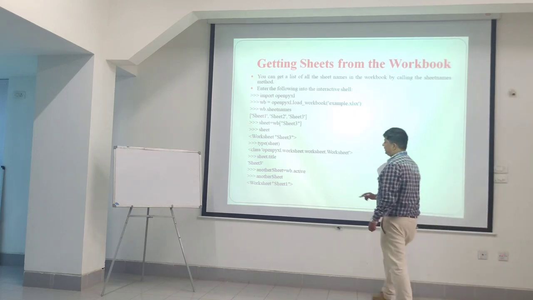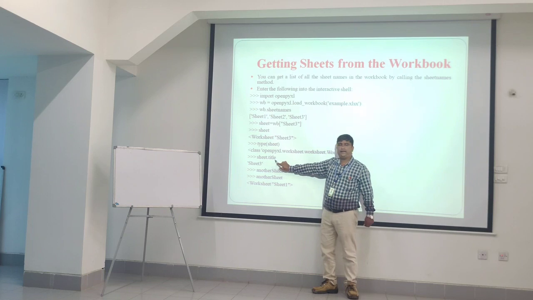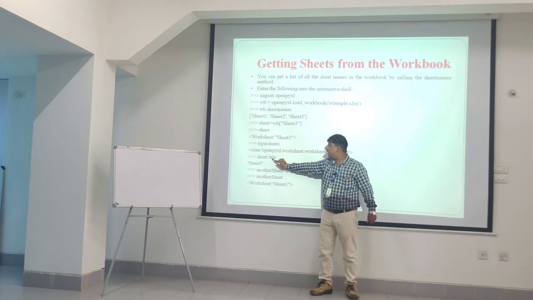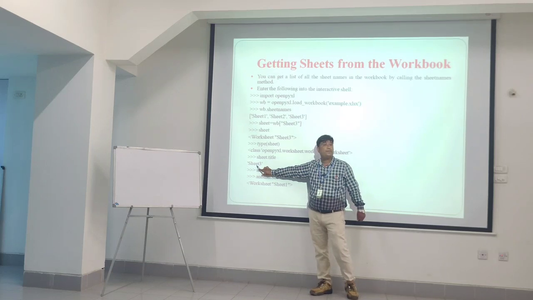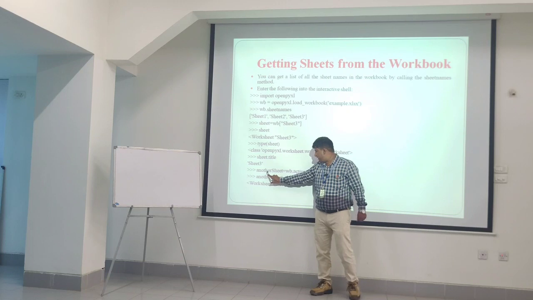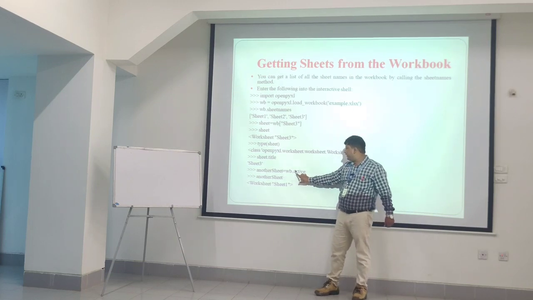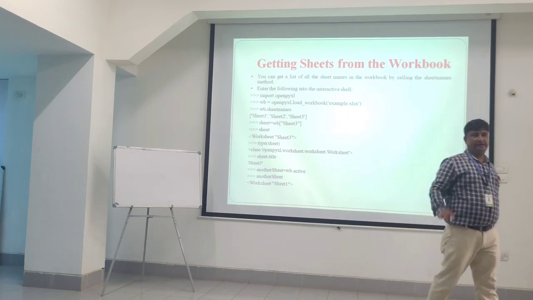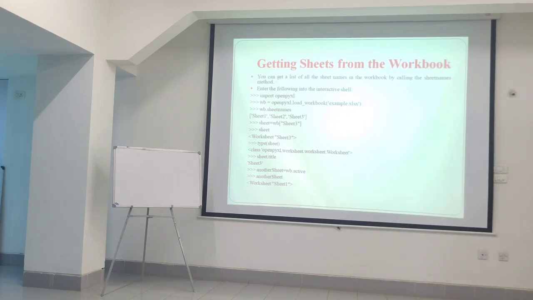Next, sheet.title. This is the built-in attribute we can call, sheet.title. If I give it, what does it print? Sheet3. Next, another_sheet = wb.active. What are wb and active? another_sheet is a variable.